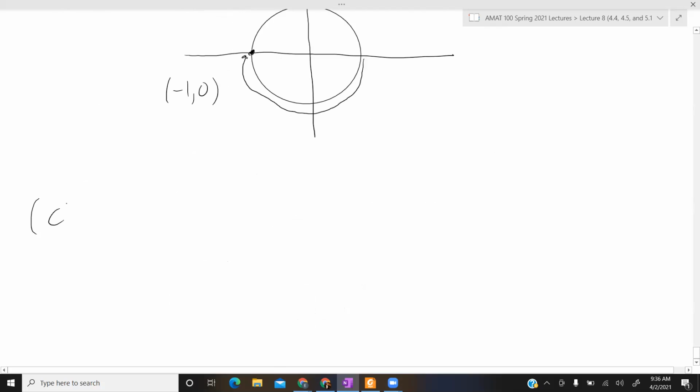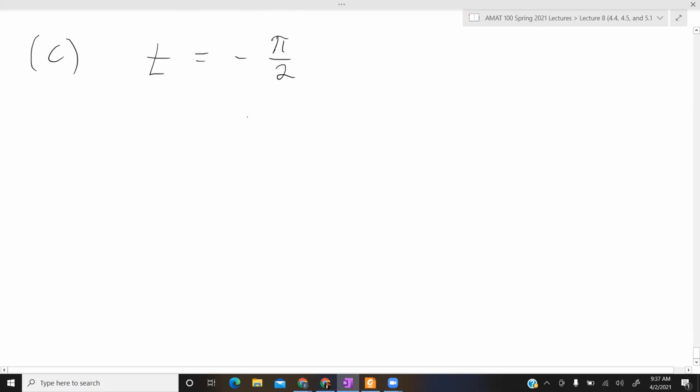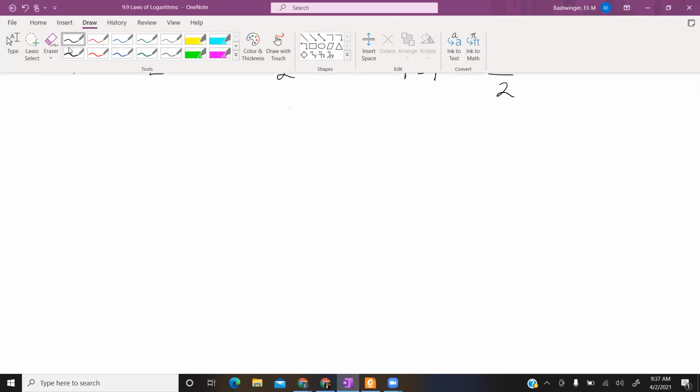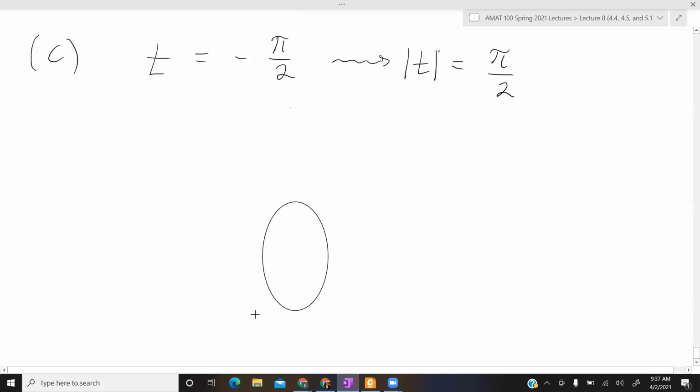And let's look at the last part. So we have that this number we're looking at is negative pi over 2, and that means we travel clockwise along the circle, and that's going to determine a point on the circle. So first of all, the absolute value of t is pi over 2. So that will tell us the distance we travel, not the direction. It will just tell us the distance we travel.